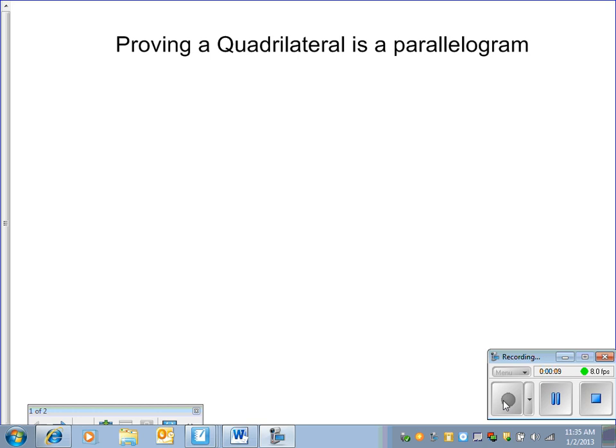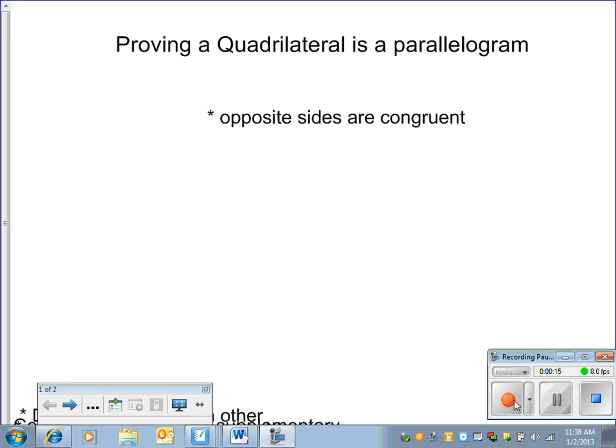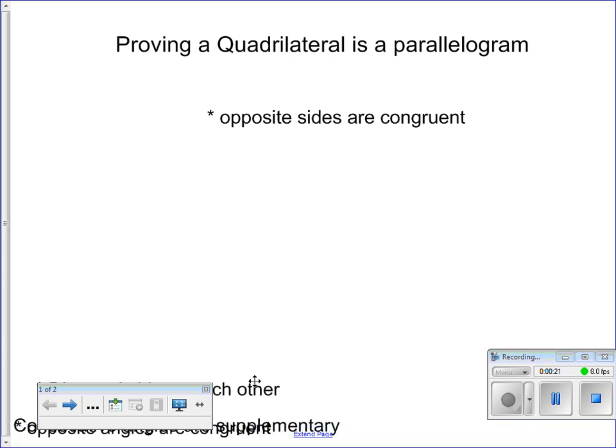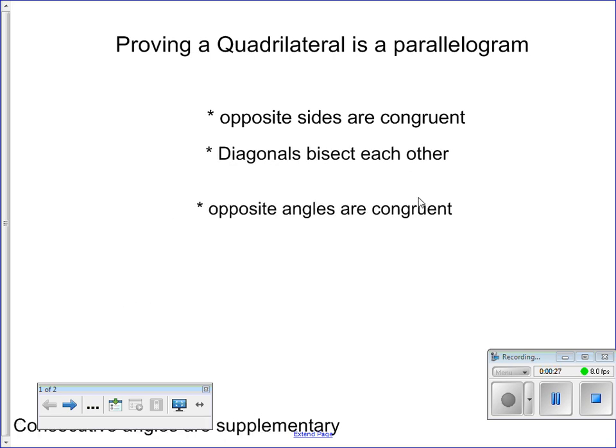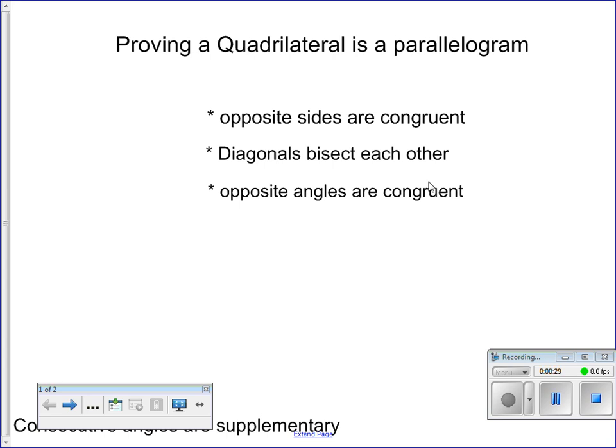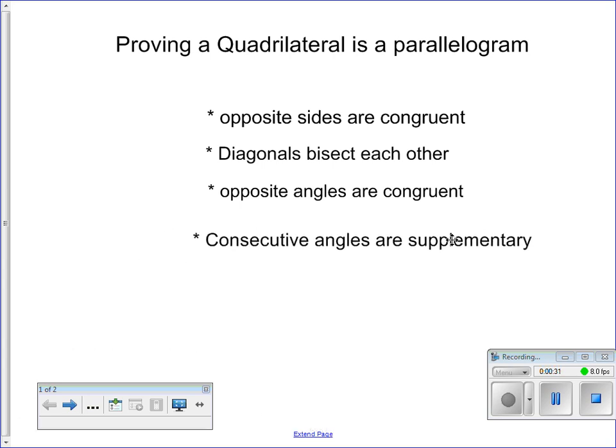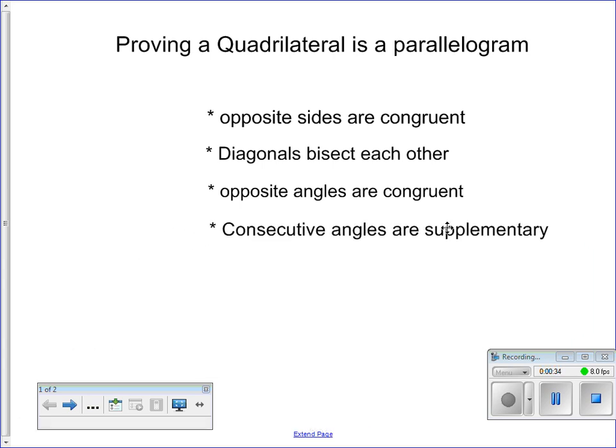We spoke about the four major properties, and we have to commit these to memory. Opposite sides are congruent. The diagonals bisect each other. Opposite angles are congruent, and consecutive angles are supplementary.